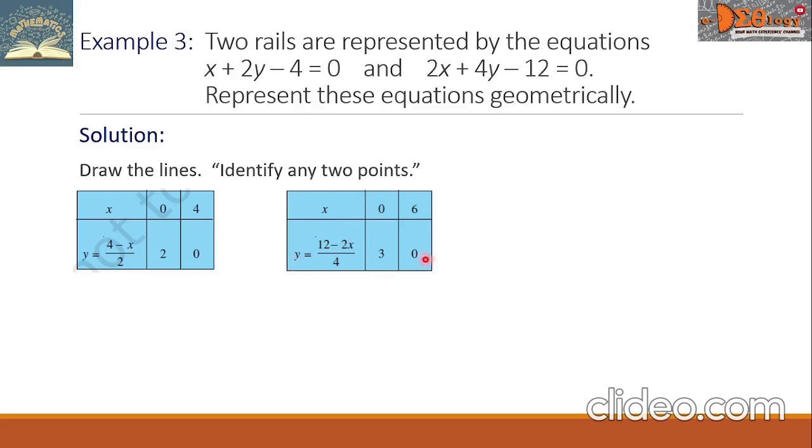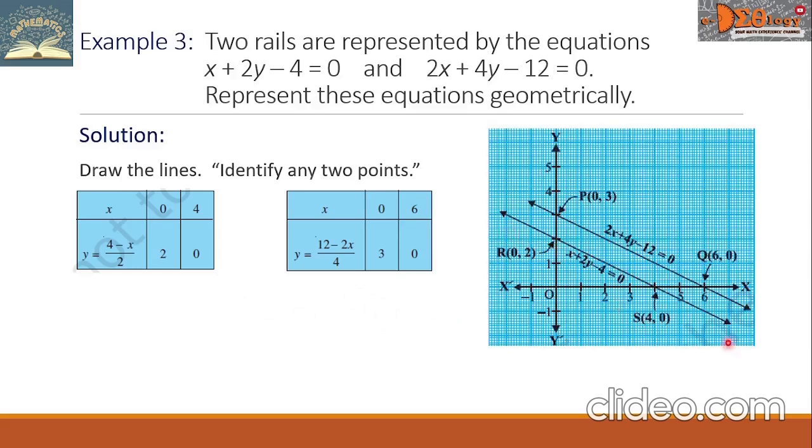Next, we can assign 0 to y here. Then we solve for x. The value of x will be 6. Therefore, for the second line, the 2 points are 0, 3 and 6, 0. Now we are ready to plot the points and connect the corresponding points.